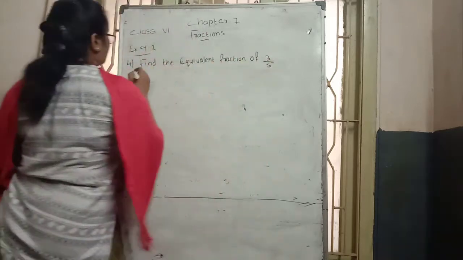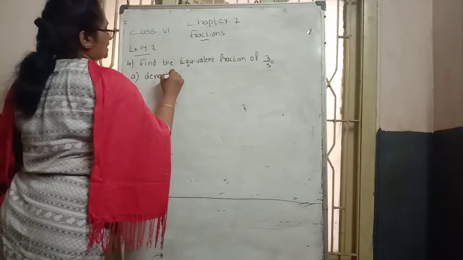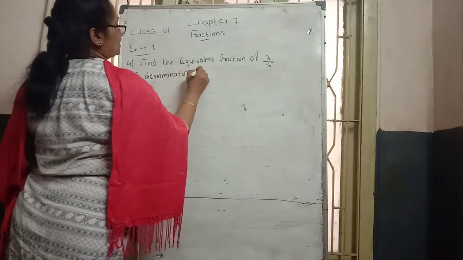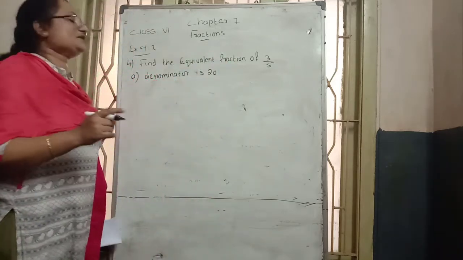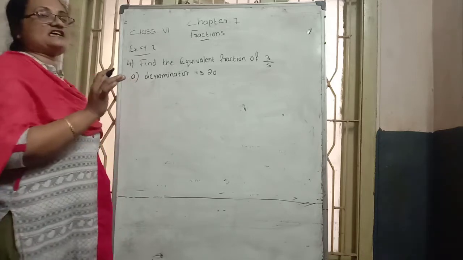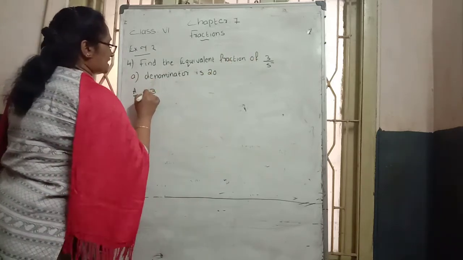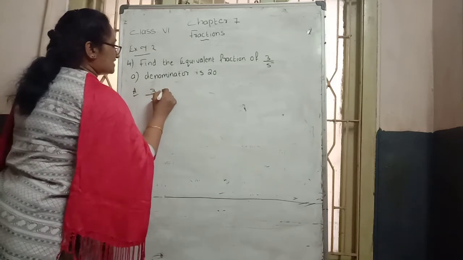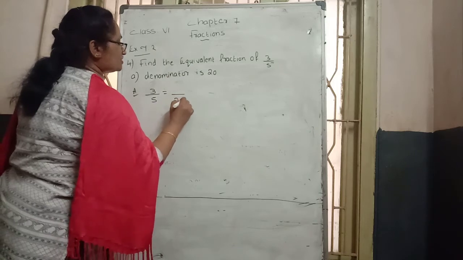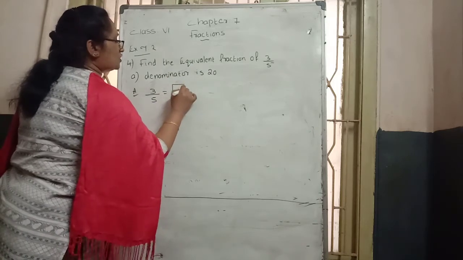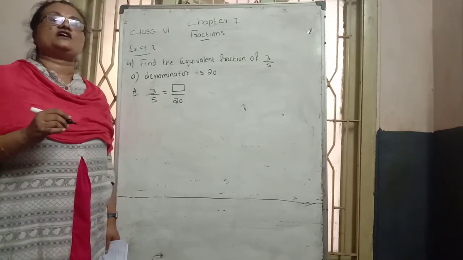Equivalent fraction, find out. A question: the denominator is 20. Find out the equivalent fraction for 3 by 5. The denominator is given as 20. How to solve this one? Here our original fraction 3 by 5 is equal to, the denominator part is given, 20. The numerator part we don't know. We want to find out the numerator of the equivalent fraction.